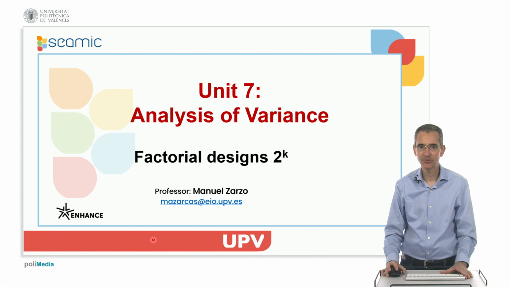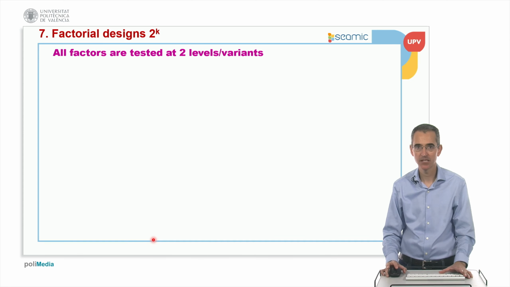Good morning, I'm Manuel Zarzo, and in this Unit 7 about ANOVA, I'm going to explain what are called factorial designs 2^k. It means that all the factors are at 2 levels, which is a special case.